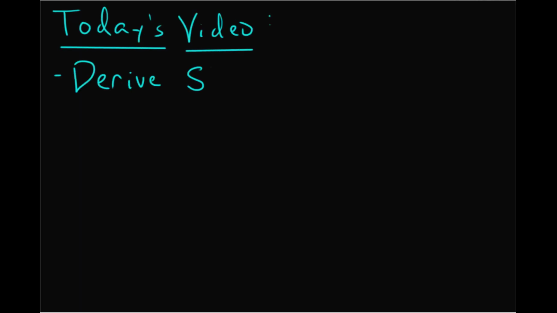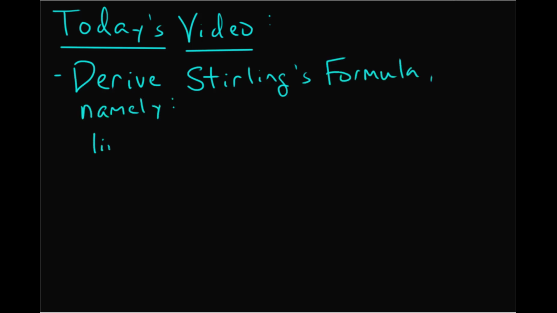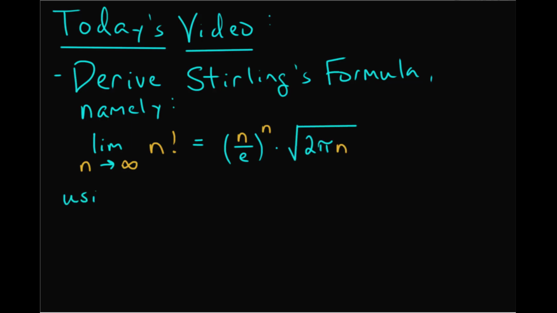And so in today's video, we're going to derive, again, Stirling's formula, which says the limit as n approaches infinity of n factorial equals the quantity n over e raised to the power of n times the square root of 2 pi n. So what this formula is really asserting is that as we take factorials of bigger and bigger numbers, we can approximate that factorial by this amazing formula.